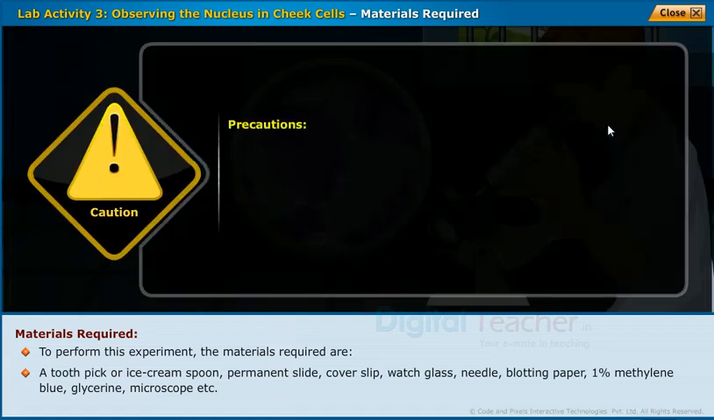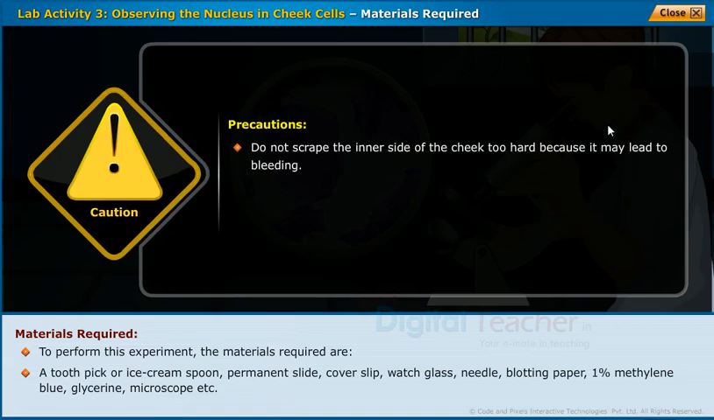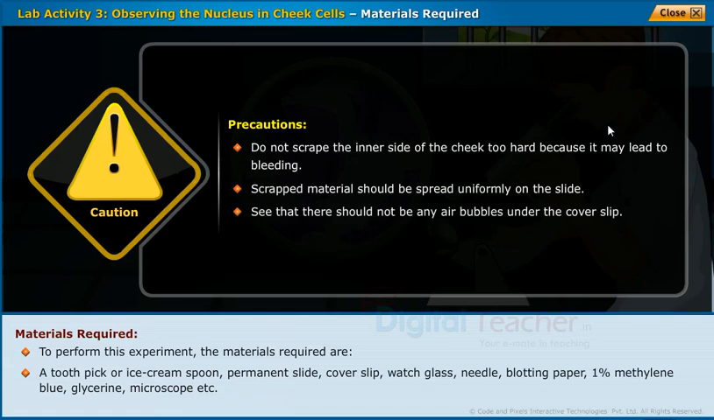Precautions. Do not scrape the inner side of the cheek too hard because it may lead to bleeding. Scraped material should be spread uniformly on the slide. See that there are no air bubbles under the cover slip. Excess stain should be drained off the permanent slide.